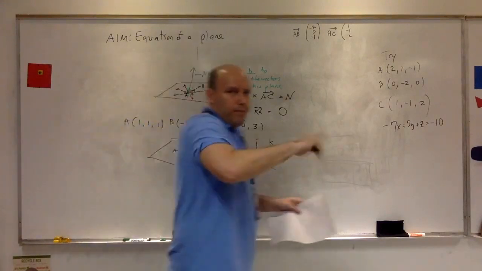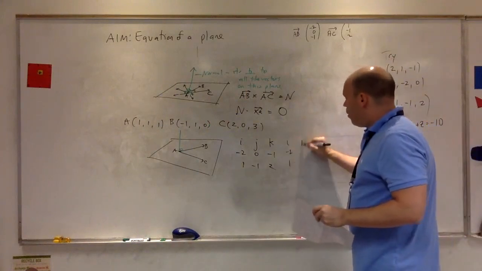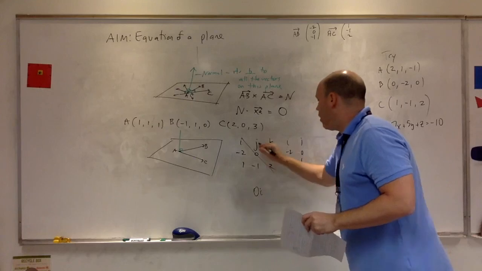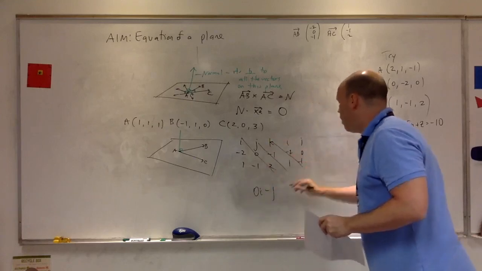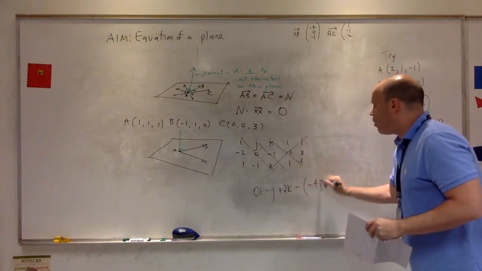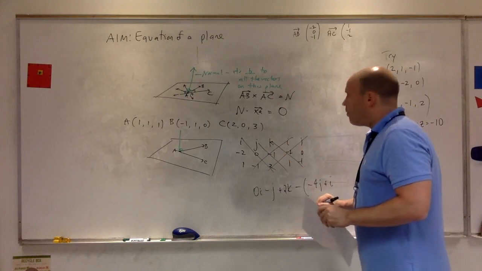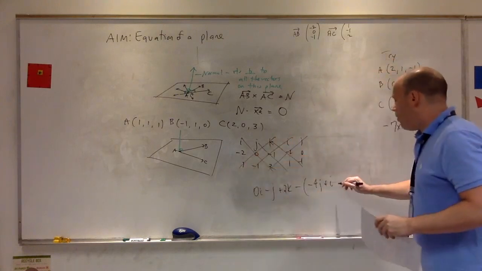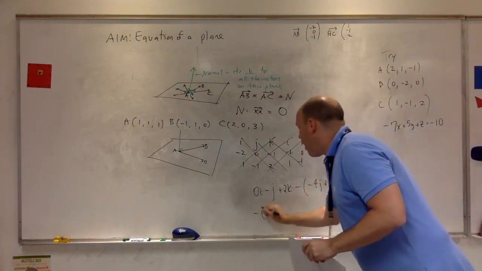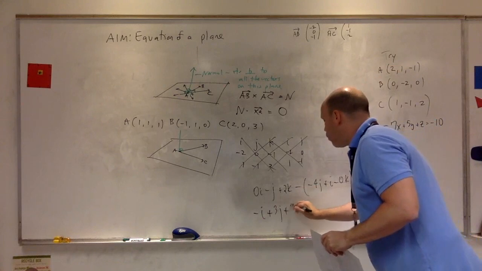I'm going to do the method where we rewrite this as i, (-2, 1), j, (0, -1). Let's see, we have 0i minus j plus 2k minus negative 4j plus i minus 0k. That's equal to minus i plus 3j plus 2k.